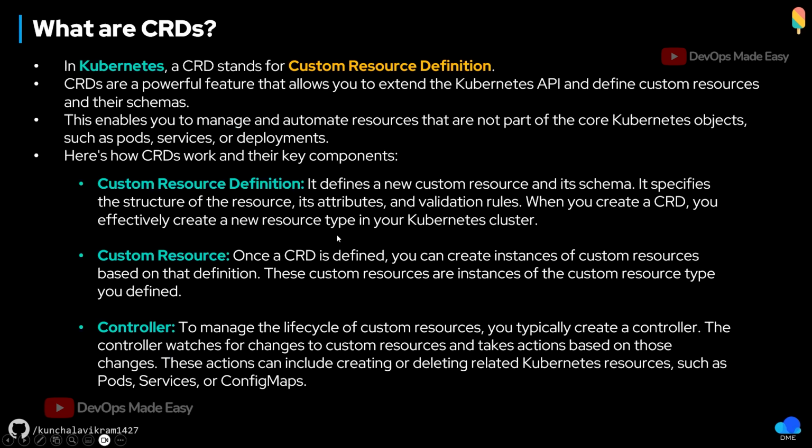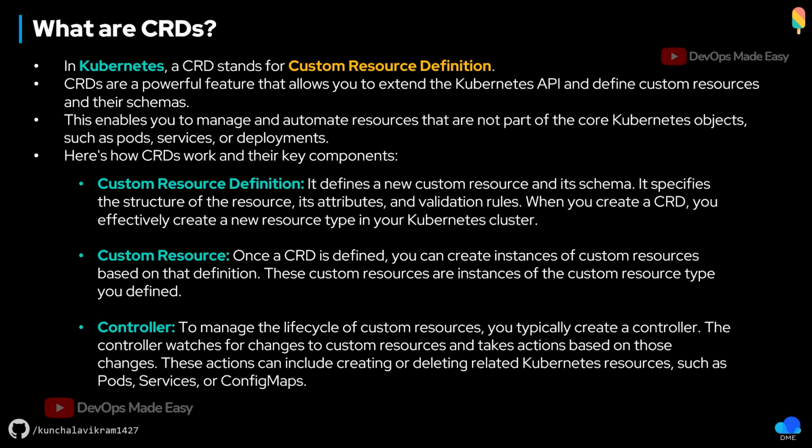First thing is the custom resource definition. First you need to define what sort of custom resource you want to create and what that custom resource should look like. Basically, it is a schema, right? If you talk about a pod, a pod will have a name, a container image, a container port. That is the complete schema. Similarly, if you want to create any resource, you need a definition that specifies the structure of the resource, various attributes, validation rules, right?